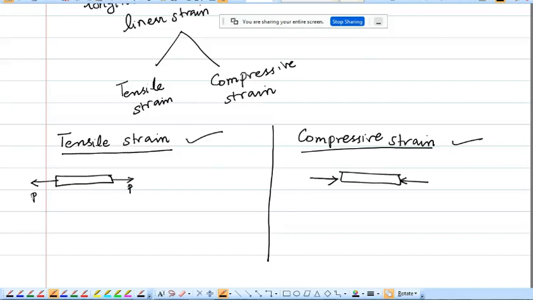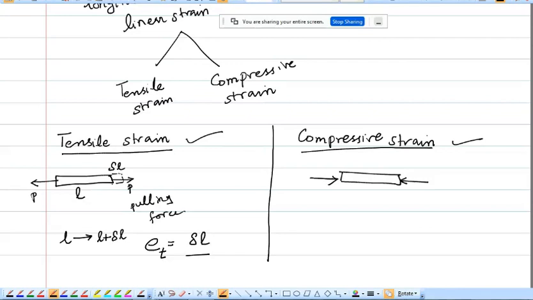In a tensile strain, the length increases. Initially, I am having a body of length L which is subjected to two equal and opposite forces. You can say it is a pulling force. The length changes from L to L plus delta L. So tensile strain is given by the change in length by the original length. This delta L is the increase in length.